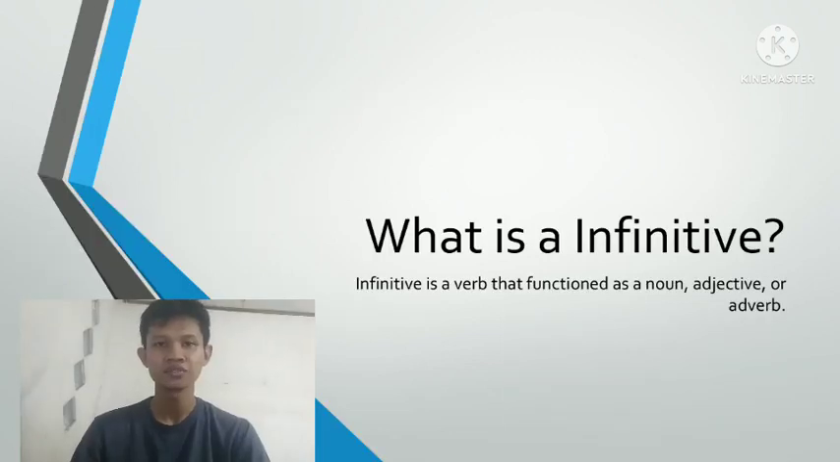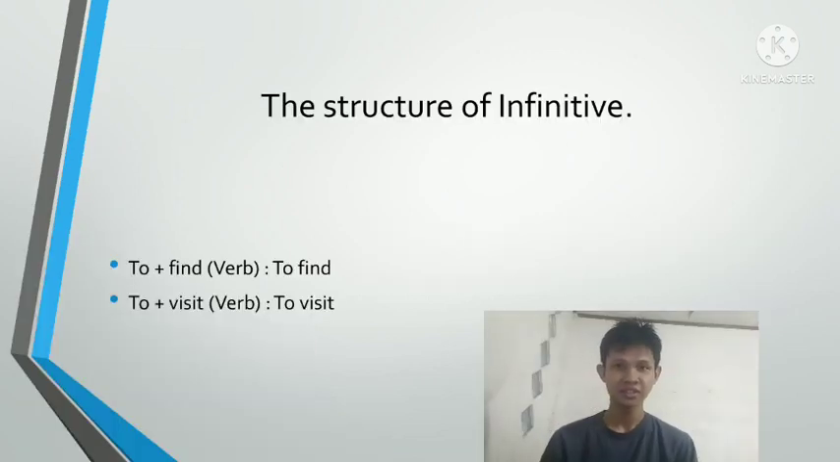Next, we have the infinitive. So, what is an infinitive? An infinitive is a verb that functions as a noun, adjective, or adverb. The function of the infinitive is to express an opinion, the purpose of an object, an action, and to answer who, what, or why questions. And this is the structure of infinitive. As we can see, the verb is put after to.